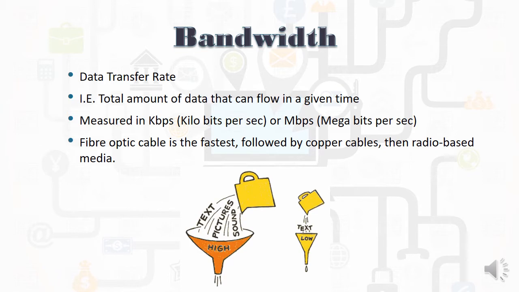What is bandwidth? It is another name for data transfer rate, or the total amount of data that can flow in a given time. It's measured in kbps. Note, this is a small b, which stands for bits. So kbps is kilobits per second, or megabits per second, Mbps. Fiber optic cable is the fastest, then you get copper cables, and then radio-based media.